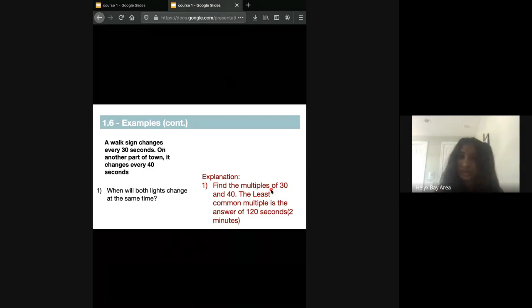And since there's 60 seconds in 1 minute, this can be converted to 2 minutes. So our solution here is after 2 minutes. This is because the multiples of 30 can be 30, 60, 90, and 120. And the multiples of 40 can be 40, 80, 120. And as you can see, both of them have 120, and it's the least value that appears in both of these numbers. Therefore, we know that they change at the same time every 2 minutes.